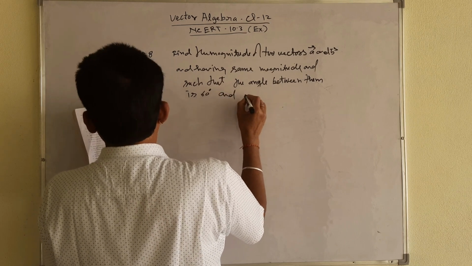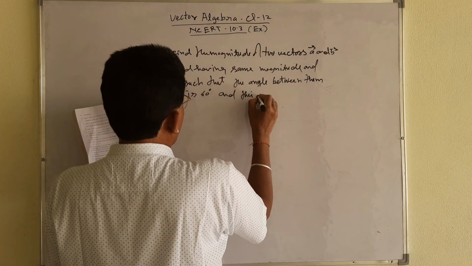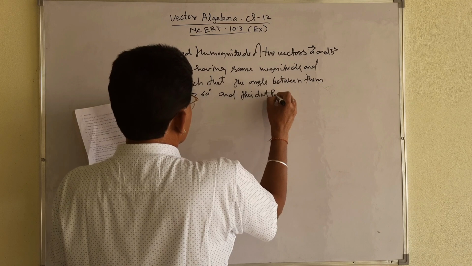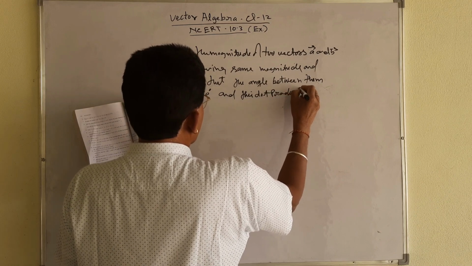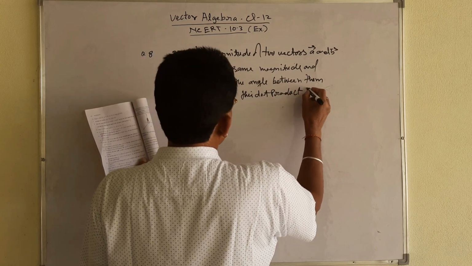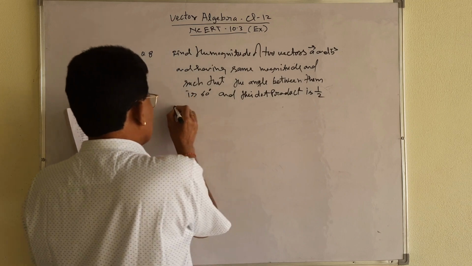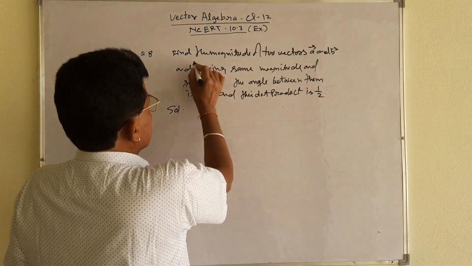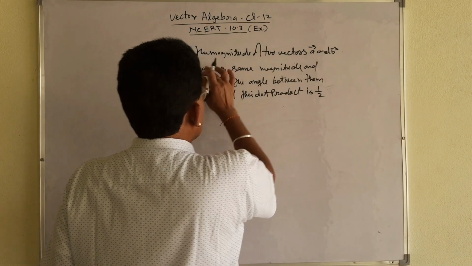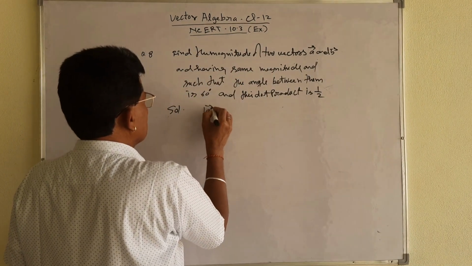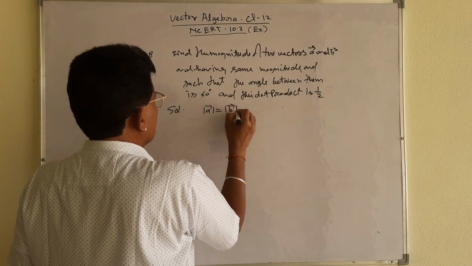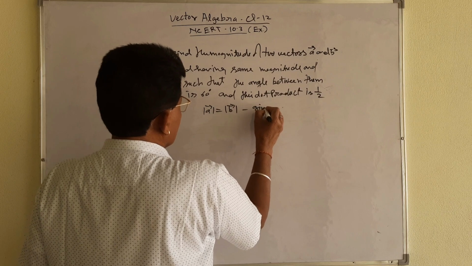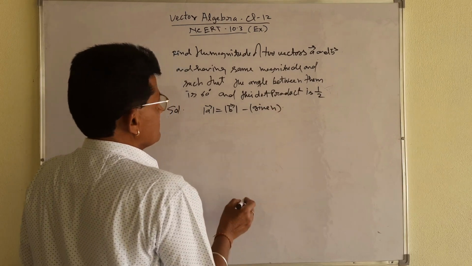And their dot product is also given. Dot product is 1 by 2. As per the given condition, first of all, I will write the given condition. What is the given condition? Find the magnitude of two vectors having the same magnitude. Vector A and B are having the same magnitude. This is the given thing.